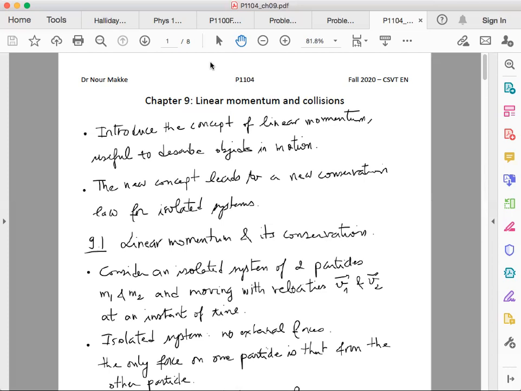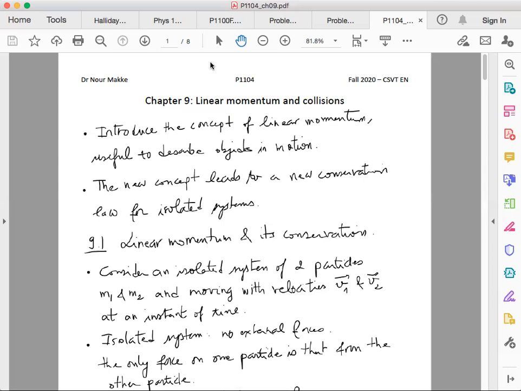So let's start with the first section. It's called linear momentum and its conservation. So in this section, we're going to consider an isolated system, and we're going to work in this isolated system to identify the expression of the linear momentum and what it means to be conserved.